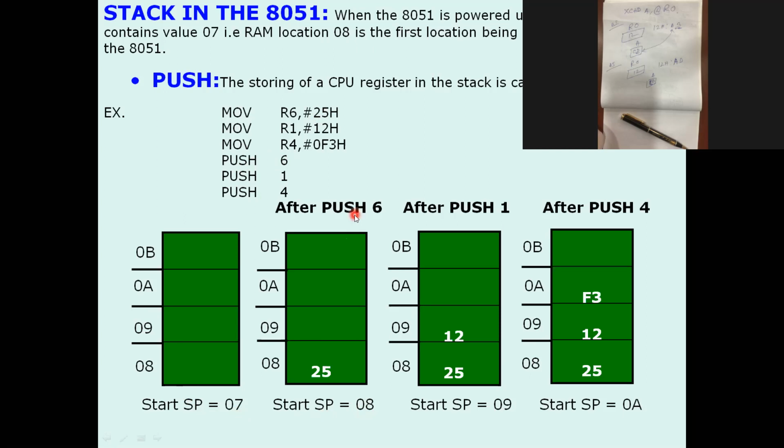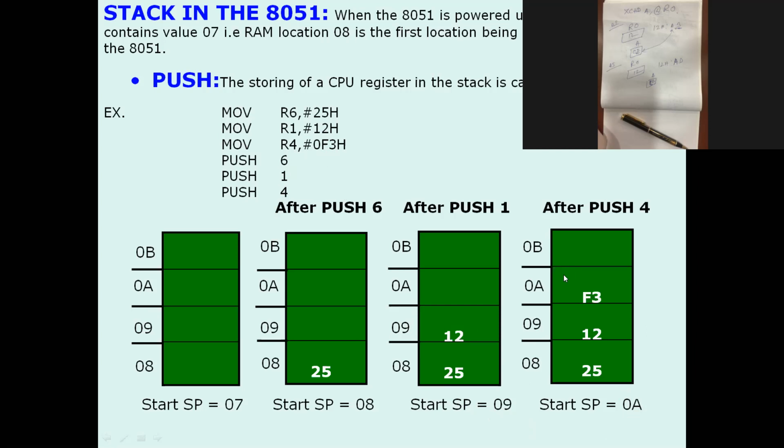R1 will be 12H, meaning memory location 01H has the value 12H. Whenever we use push 1, what will happen? The stack pointer is again incremented by 1. So stack pointer goes from 08 to 09 and 12H will be stored. Then push 4 means it will be F3, and for this F3 the stack pointer will again be incremented by 1. So it goes from 09 to 0A and over here F3 will be copied. F3 is at the 04H location.